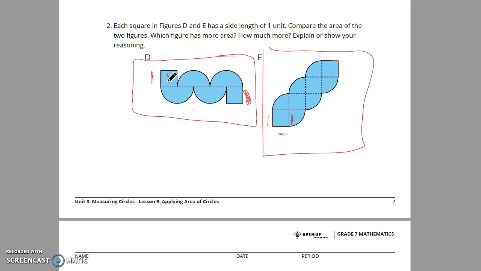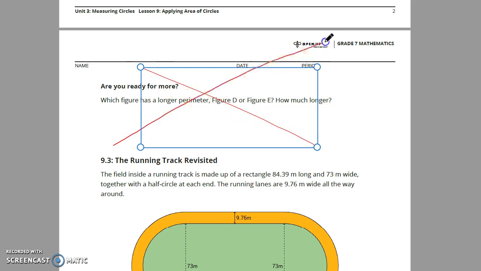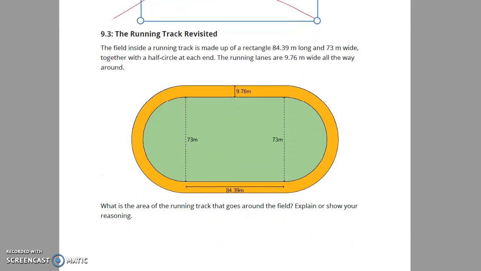For E, try to see how you can put it together. There are multiple circles in figure E. See how you can put it together in order to find the area of objects we know how to find the area of. Hit pause to solve that. And just so you know, figure E has the larger area. So let's move on. We're not doing Are You Ready for More? You can if you would like.